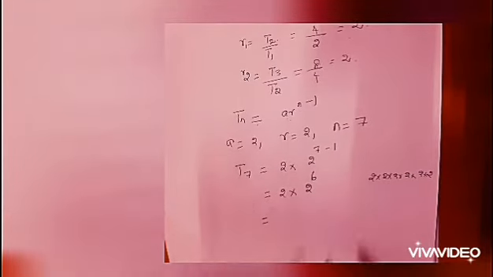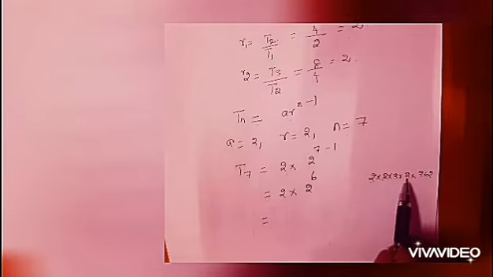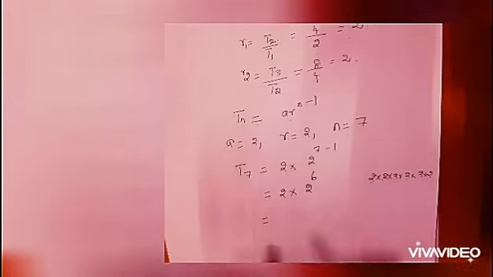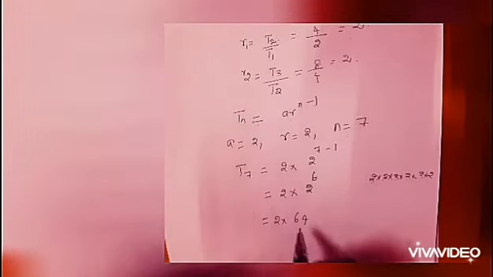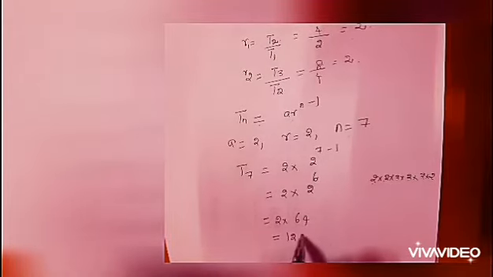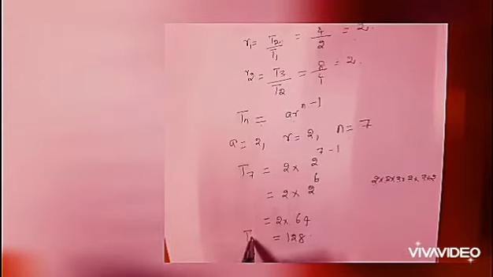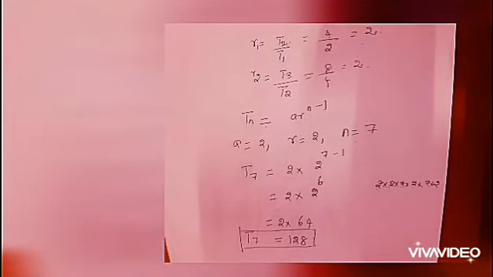Okay. So 2 2s are 4, 4 2s are 8, 8 2s are 16, 16 2s are 32, 32 2s are 64. So 2 to the power 6 is 64. So 2 into 64 will give you 128. So this is the 7th term. Understood, students? It's very simple.